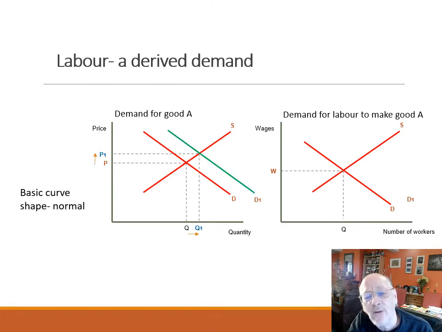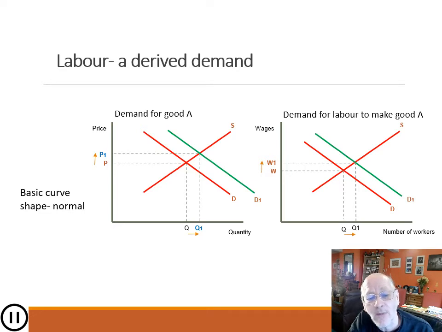So if the demand for the good goes up on the left hand side, leading to an increase in price and an increase in quantity, then demand for labour goes up on the right hand side, leading to an increase in wages and an increase in the number of people employed. This could be a place to stop.